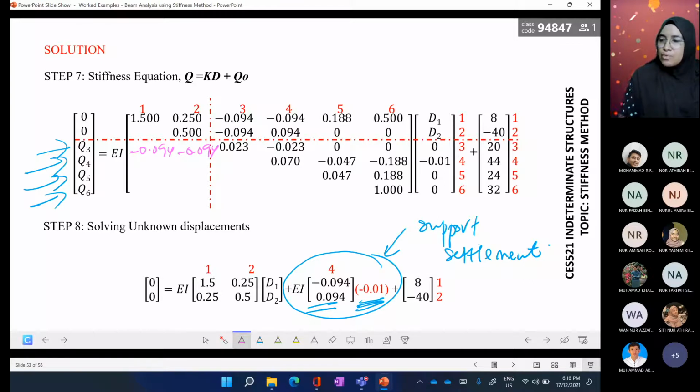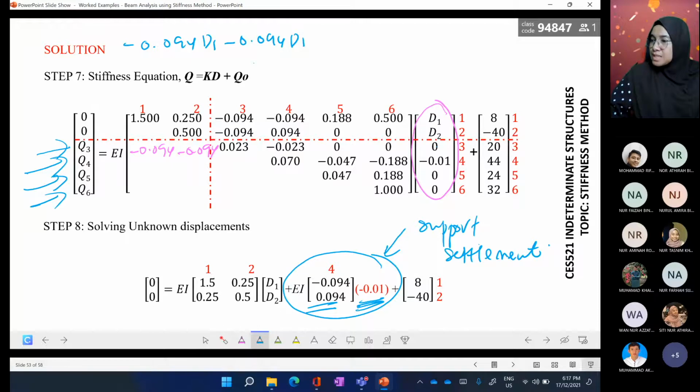Okay. So whenever we want to calculate Q3 apa kita buat? Kali dengan semua ni. Sebab dia 1 kali dengan 1, 2 kali dengan 2, 3 kali dengan 3. Matrix kan? Jadi untuk calculate Q3, in full, it is negative 0.094 kali dengan D1, lepas tu plus negatif 0.094 kali dengan D2. Lepas tu plus lagi 0.